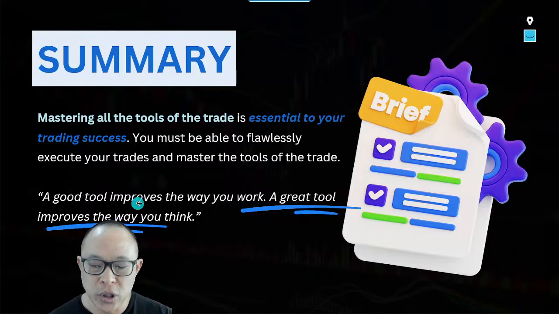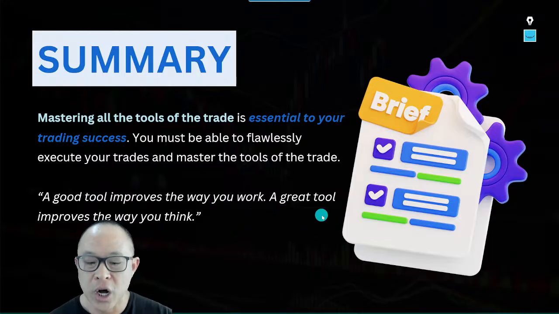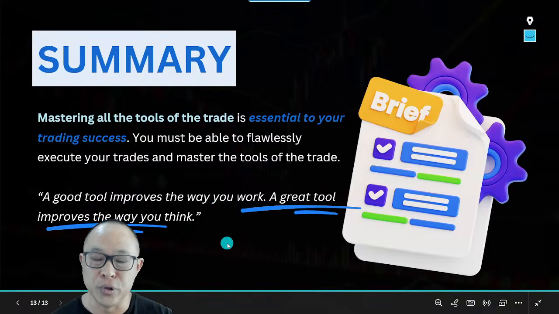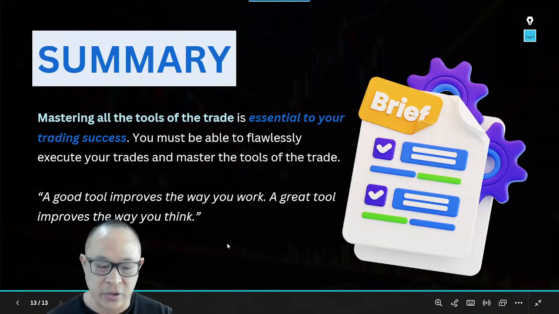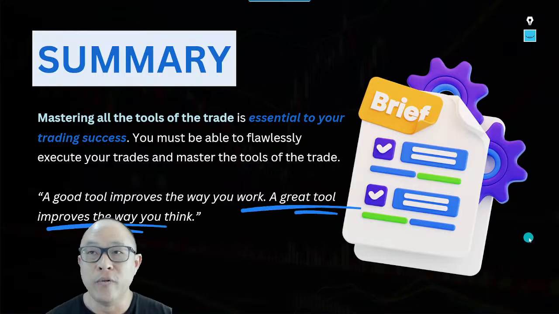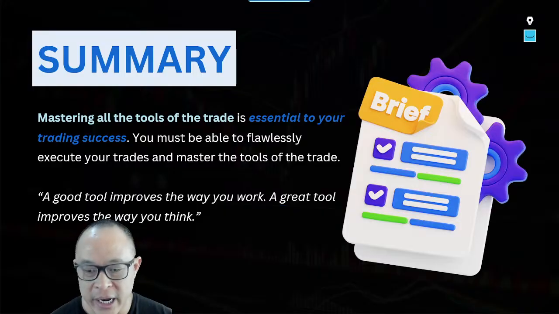A good tool improves the way you work. A great tool improves the way you think. So that's just a brief overview of mastering the tools of the trade.